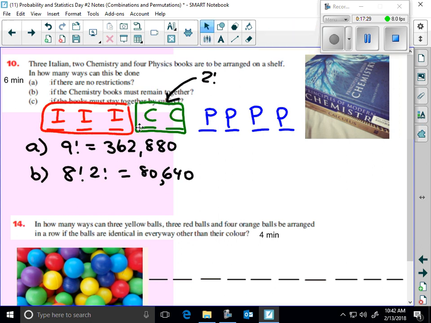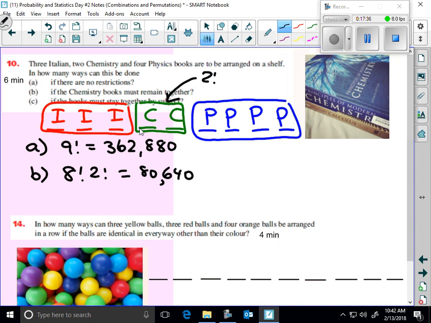Okay, now let's say we group everything. All right, all books have to stay with their friends. Okay, that means how many items am I going to be organizing? 3. But how many different ways could I organize the Italian books? Well, 6, which is 3 factorial. How many different ways for the chemistry? And, of course, the physics. Somebody have an answer? 1728.